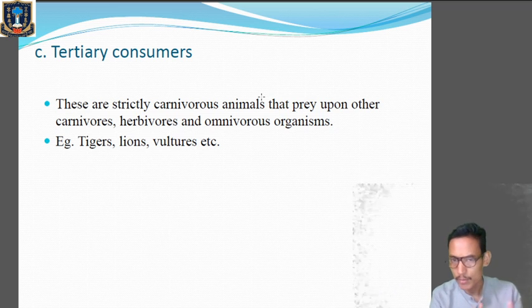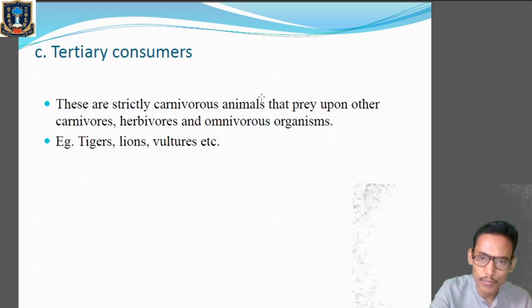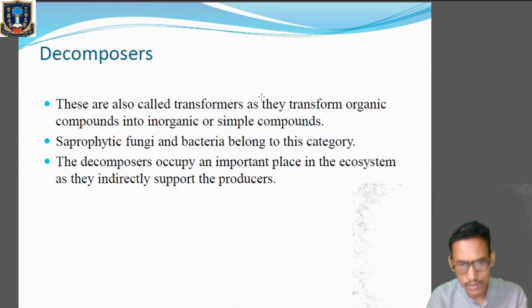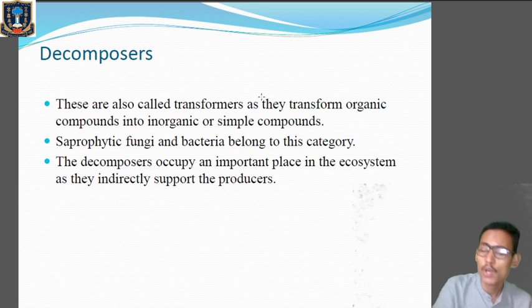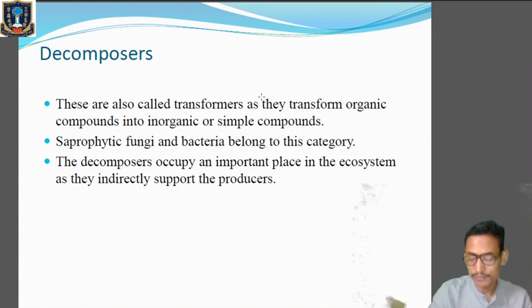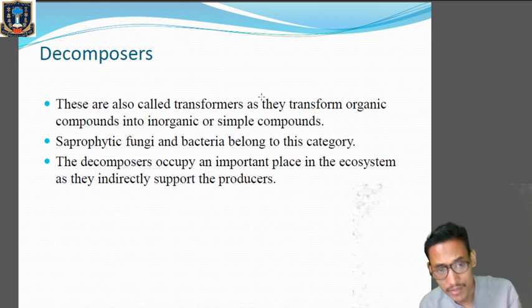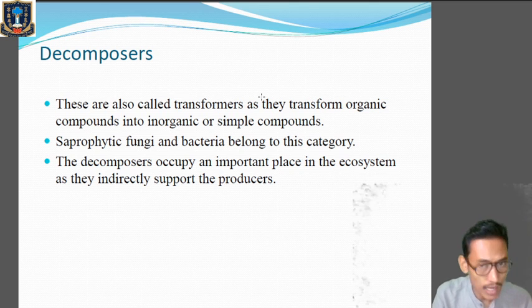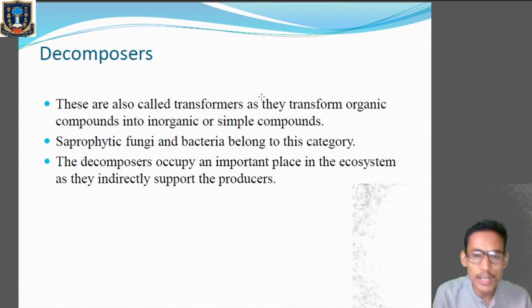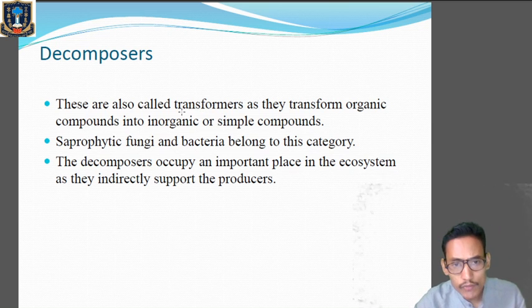Where is the position of primary consumer, secondary consumer, and tertiary consumer? So these are the biotic components of our ecosystem. Then next one, decomposers, which will help in decomposition. There are certain bacteria, there are certain fungi that will help in decomposition of dead remains of plants and animals. Okay, so decomposers will help in decomposition of dead remains of plants and animals. So these are also called transformers. Why are they known as transformers?